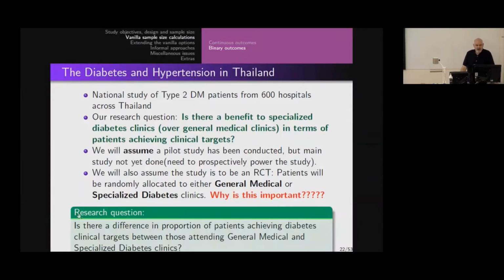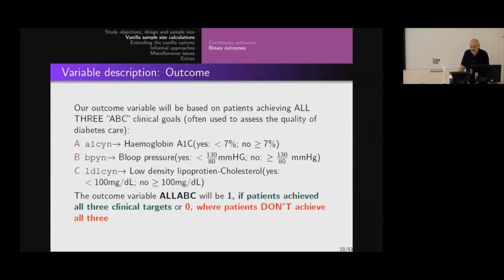Okay, so our research question is: is there a difference in the proportion of patients, or we could say prevalence, of patients achieving the diabetes clinical targets between those attending general medical and specialised diabetes clinics? Wow, I'd better move along actually. So very, very quickly, what are these clinical targets?